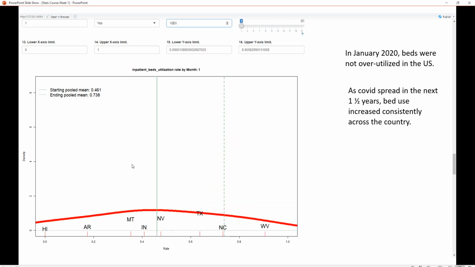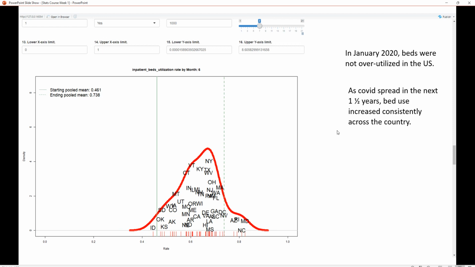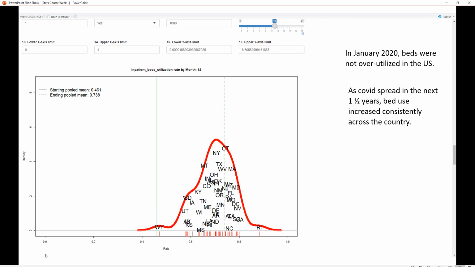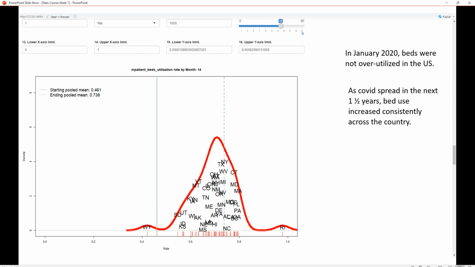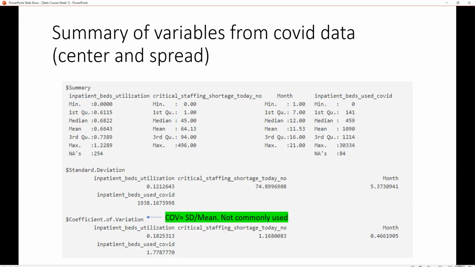But these are just different ways of showing a distribution and how we can gain insight from looking at these different distributions. And we can see that over time, inpatient bed utilization shot up in the U.S., and we would consider a big contributing factor that would be COVID. So for this, we're going to also look at inpatient bed utilization, and we're going to look at the summary of variables from our COVID data. And this gives us information on center and spread.